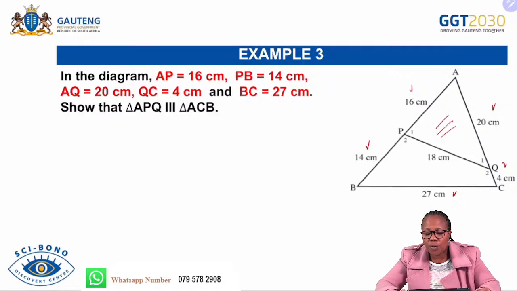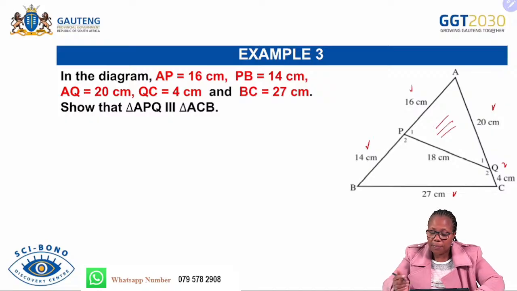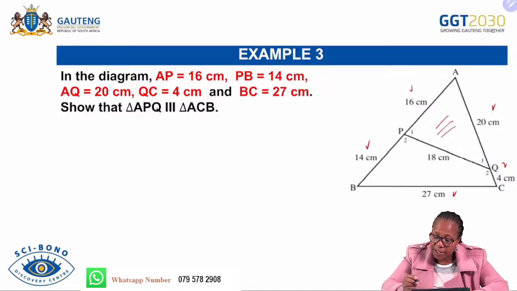It is easier to compare them if you separate them. So we will have triangle APQ. That will be your first triangle. And then how much is AP? 16. And then PQ is 18 centimeters. And then AQ is 20.